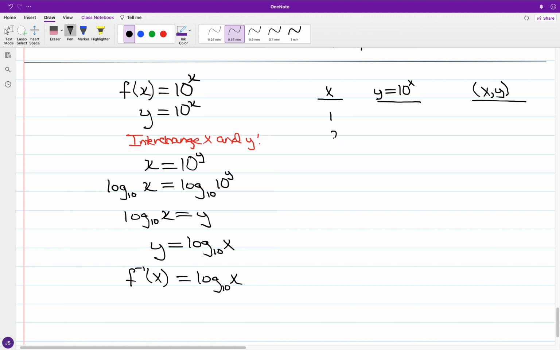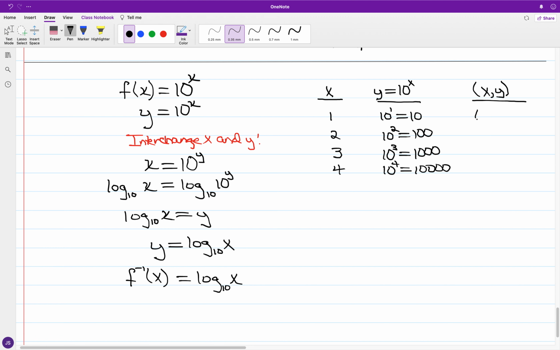If I have x at 1, 2, 3, and 4, for the corresponding y value, I have powers of 10. 10 to the first is equal to 10. And for x at 2, y is going to be 10 squared, which is 100. For x at 3, you have 10 to the third, which will be 1,000. And for x at 4, you have 10 to the fourth, which is 10,000.